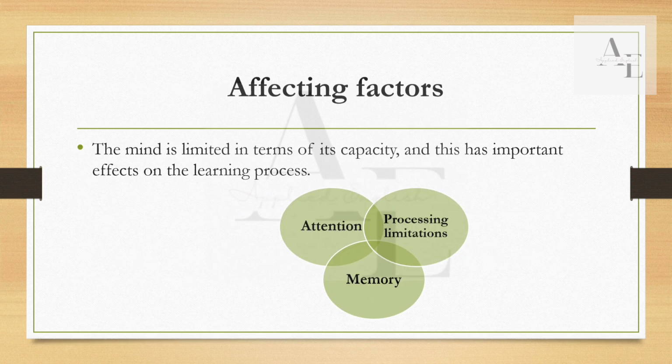This approach suggests that the mind is limited in terms of its capacity, and this has important effects on the learning process. Because the mind is limited, we said that there are several processes that happen in the mind, so there are many things that affect the learning process. So what are these factors? Attention, processing limitation, and memory.